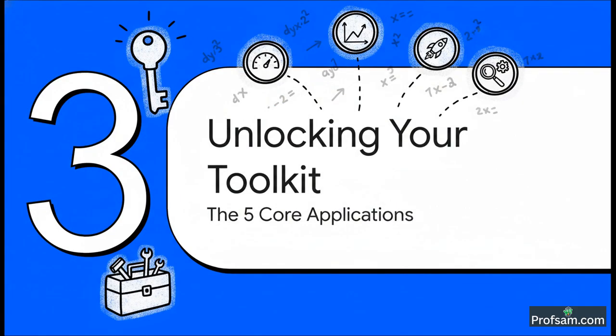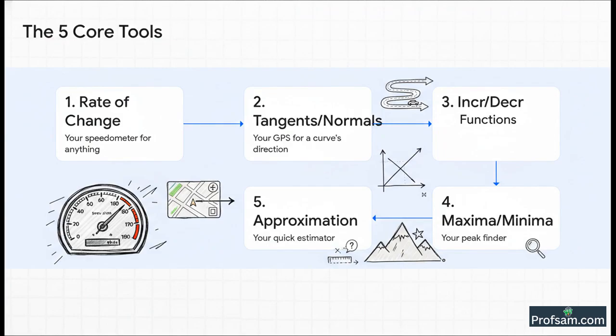Okay, so we have this powerful key. How do we actually use it? Well, think of this chapter as your training ground. We're going to give you a toolkit. Or even better, think of it like a skill tree in a game. We're about to unlock 5 core abilities. All right, here they are, the 5 awesome tools in your new kit.